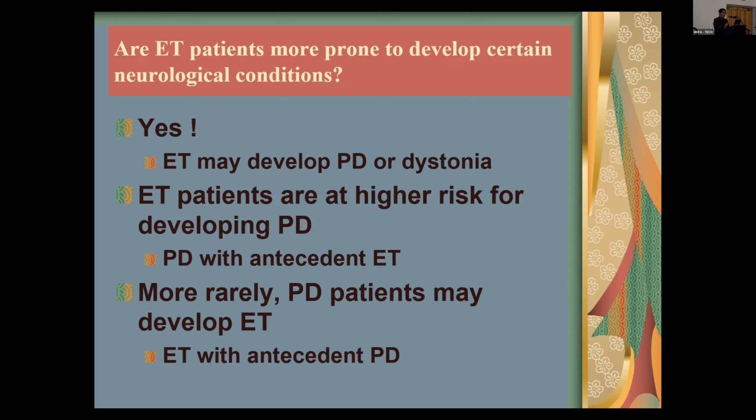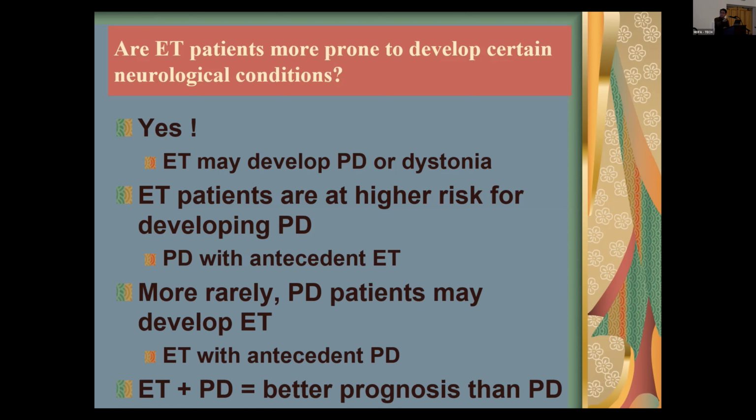And then rarely, if Parkinson's is the initial diagnosis, can you develop essential tremor? And the answer is also yes. So you can have two conditions in your brain, both Parkinson's and ET. And the good thing is that patients with ET and Parkinson's actually don't have a worse prognosis in comparison to just PD alone or ET alone.